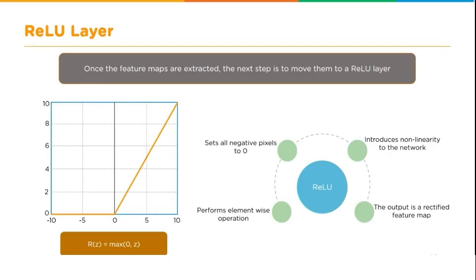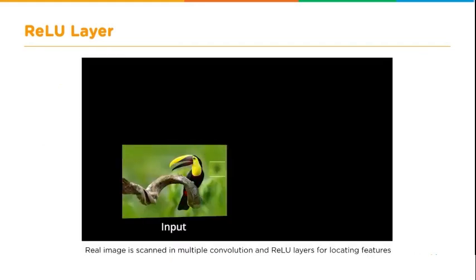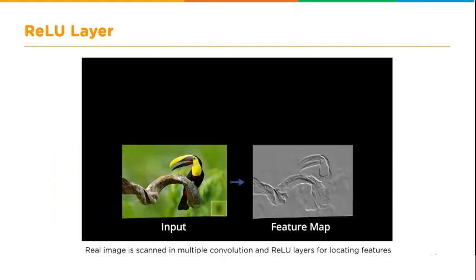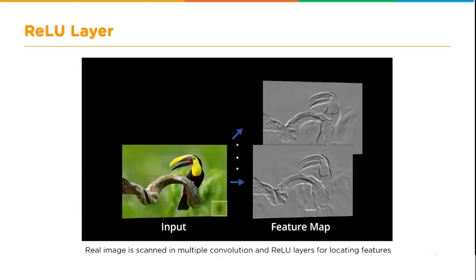And so we end up with an output, and the output takes all these filtered features. Remember, we're not just running one filter on this, we're running a number of filters on this image. And so we end up with a rectified feature map that is looking at just the features coming through and how they weigh in from our filters. So here we have an input of what looks like a toucan bird. Very exotic looking. The real image is scanned in multiple convolution and ReLU layers for locating features.